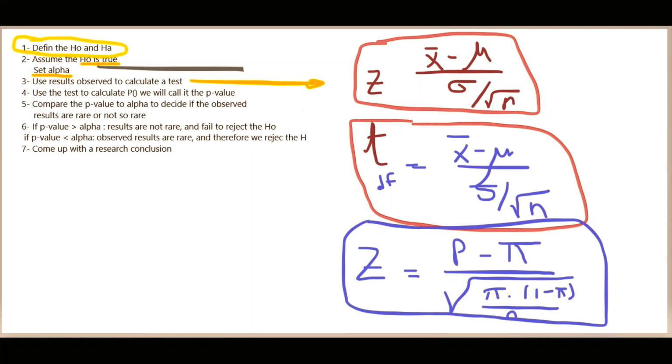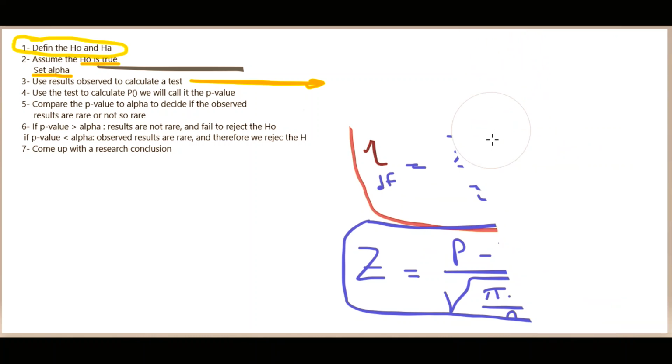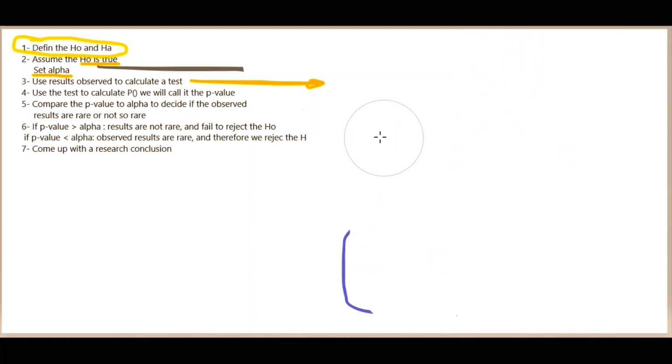So that is step number 3. Step number 3 is just calculating the test. And why do we calculate the test? We just calculate the test so that we can actually get to step number 4. And step number 4 is calculating the probability.